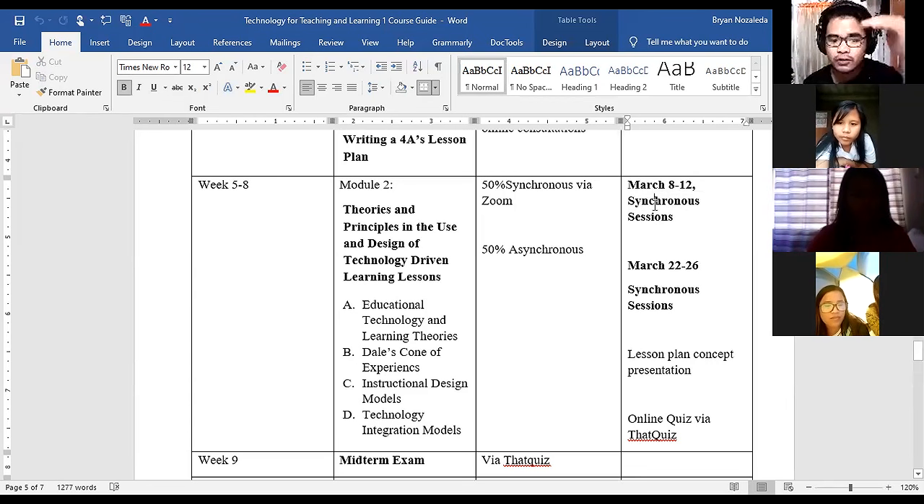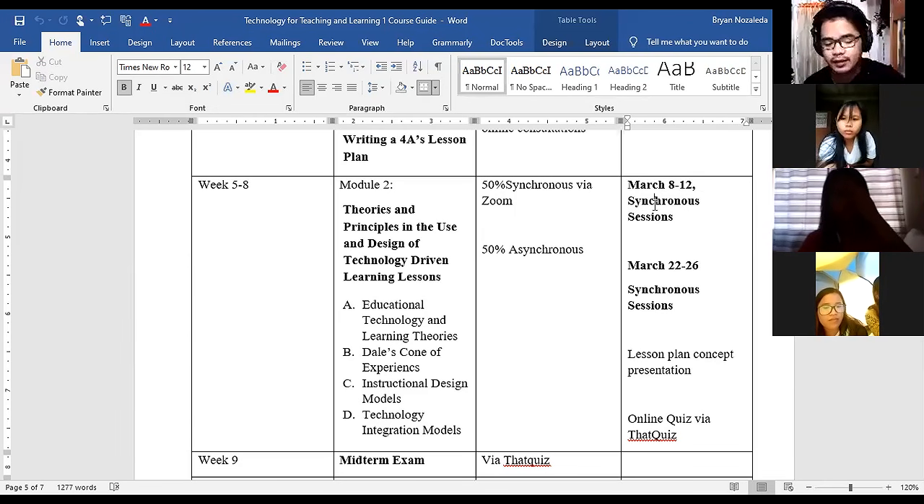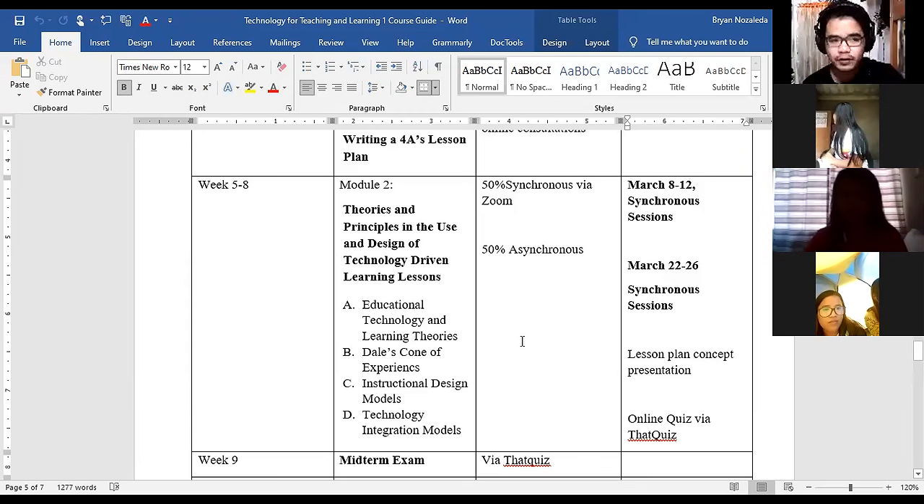This means our first and second weeks will be dedicated to the first two topics, educational technology and Dale's Cone of Experience, but we'll only schedule the synchronous session on the second week of March. And the next topics, technology integration models and instructional design models, will be on the last week of March. So what I'm trying to point out here is that we have a shared responsibility.